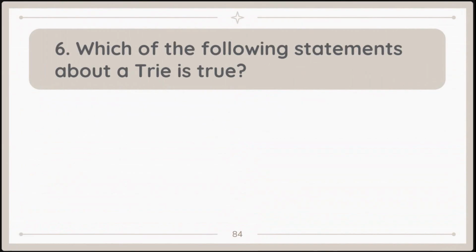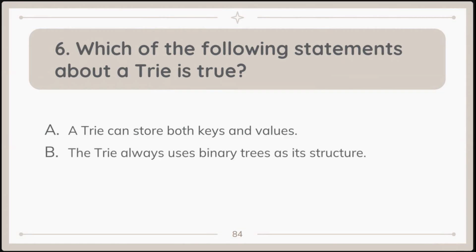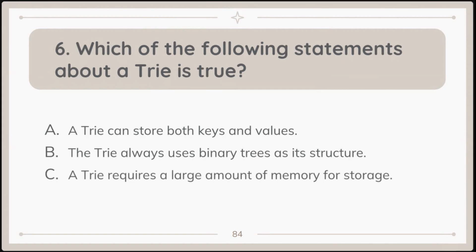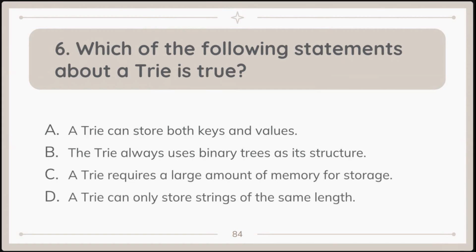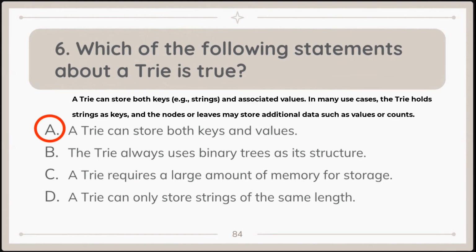Next, which of the following statements about a trie is true? A. A trie can store both keys and values. B. A trie always uses binary trees as its structure. C. A trie requires a large amount of memory for storage. D. A trie can only store strings of the same length. A is the correct answer.